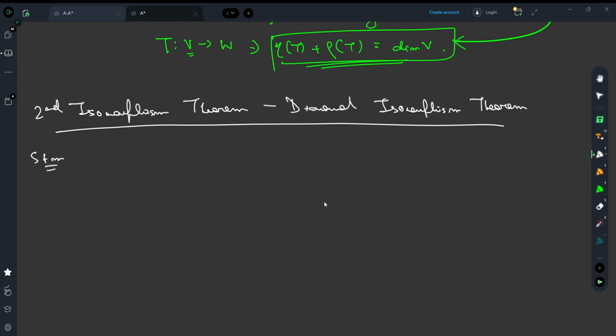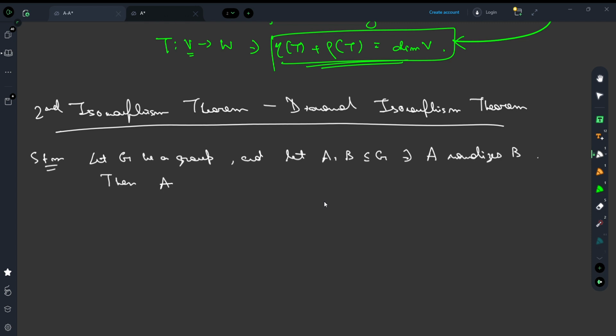So the statement: let G be a group, and let A and B be subgroups of G such that we have another condition that A normalizes B. Okay, if you do not know about this term, please go and view the previous lectures to have a better understanding of these terms. What is meant by A normalizing B? Then AB is a subgroup of G. B is normal in AB.